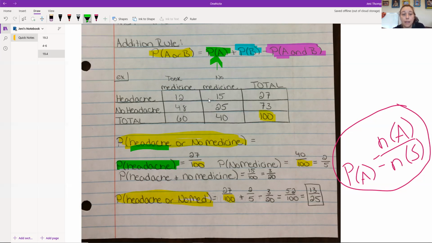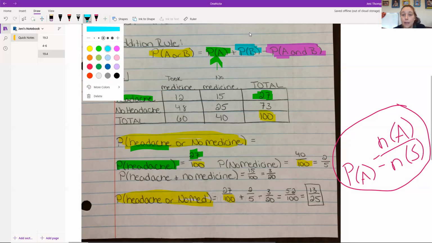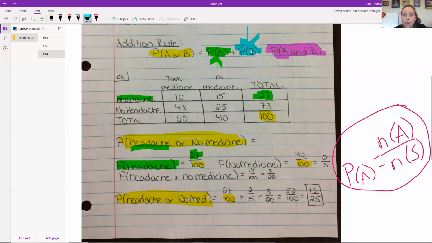So let's look at the probability of A. The probability of A is that a headache occurred. It doesn't matter if they took medicine or didn't take medicine. We just want to find the probability of a headache. All right, our total is 27 headaches, so 27 over 100. That's the probability that someone in this study had a headache. Now let's look at the probability of B occurring. The probability of B is no medicine. Here's no medicine, and our total for no medicine is 40. Great. 40 over 100, that's 2 over 5.